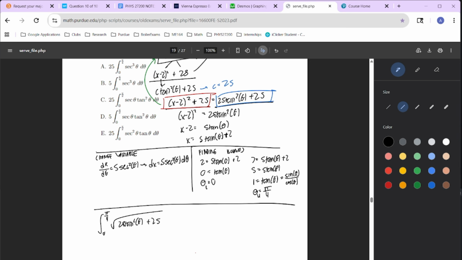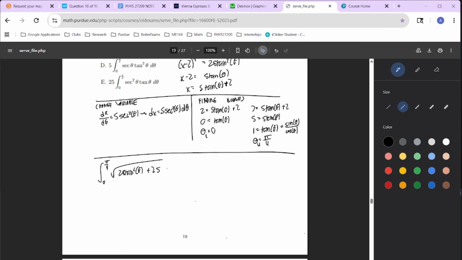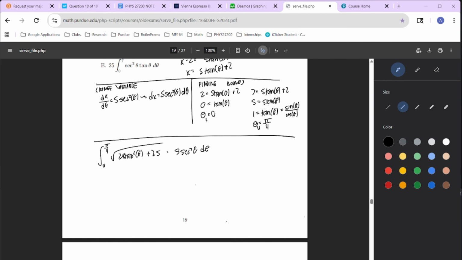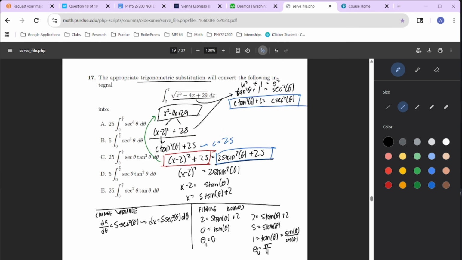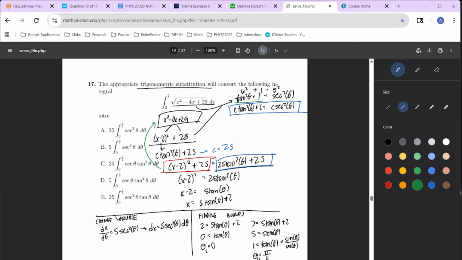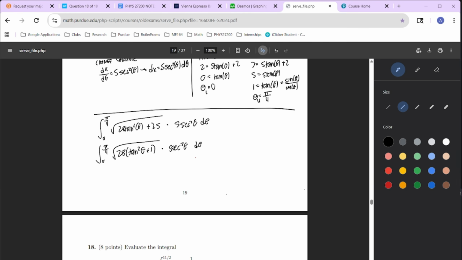That becomes 25 tangent squared of theta plus 25, all of that under the square root, and then we need to substitute dx in for whatever it's equal to in terms of theta. That would become multiplied by 5 secant squared of theta, d theta. As you may notice, though, we can factor out 25, which means it becomes 25 multiplied by the quantity tangent squared of theta plus 1, in parentheses, and then multiplied again by 5 secant squared of theta, d theta. Recall that the identity tangent squared of theta plus 1 is equal to secant squared of theta, which means you can sub in secant squared of theta.